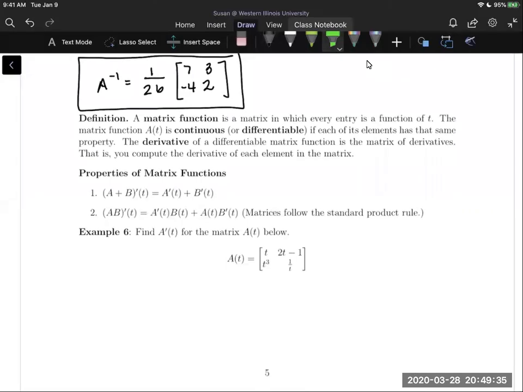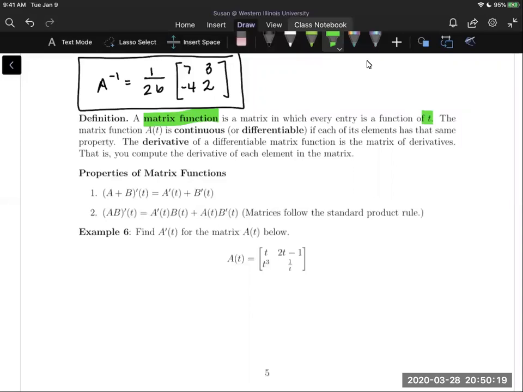And so what might be something that you haven't seen before, even if you've taken a linear algebra course, would be matrix functions. So a matrix function is a matrix in which every entry is a function of t. So rather than just having scalar numbers in every entry, now we're going to talk about having actual functions. And here they're specifying that the independent variable is t. We say that the matrix function is continuous or differentiable if each of its elements has that particular property. And then finally, the derivative of a differentiable matrix is the matrix of derivatives. In other words, you can just look at every single entry, take the derivative of each of those functions, and that becomes the derivative of the matrix.